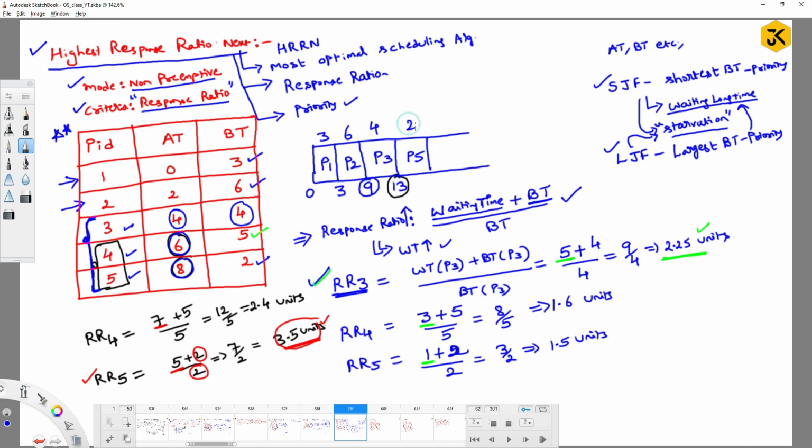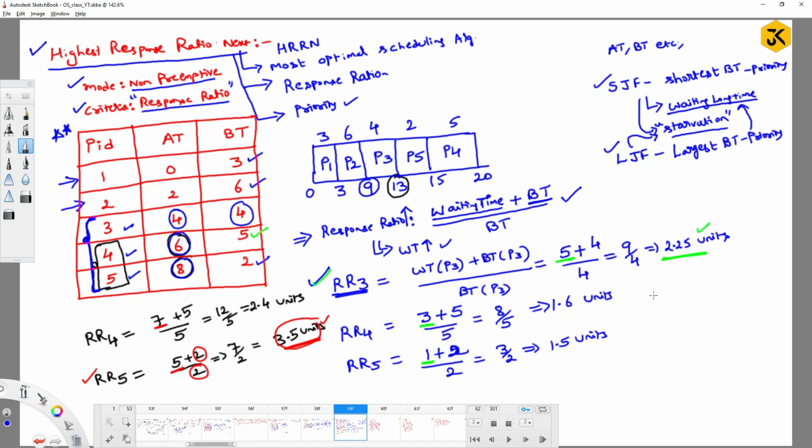P5 is allocated 2 units of time, so that will be 15. Then the final one, P4, is given a chance for 5 units of time, so it will be 20. So this is the way you can work with the highest response ratio next algorithm, right?